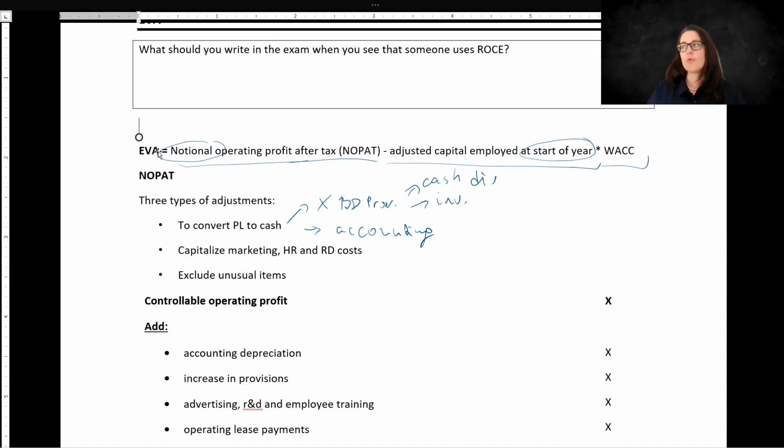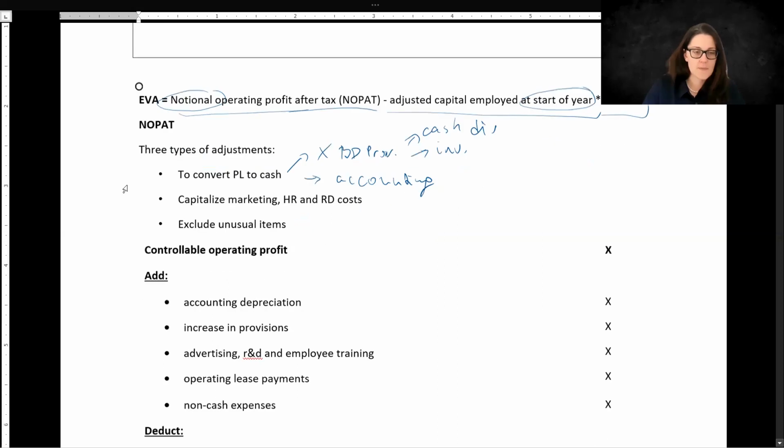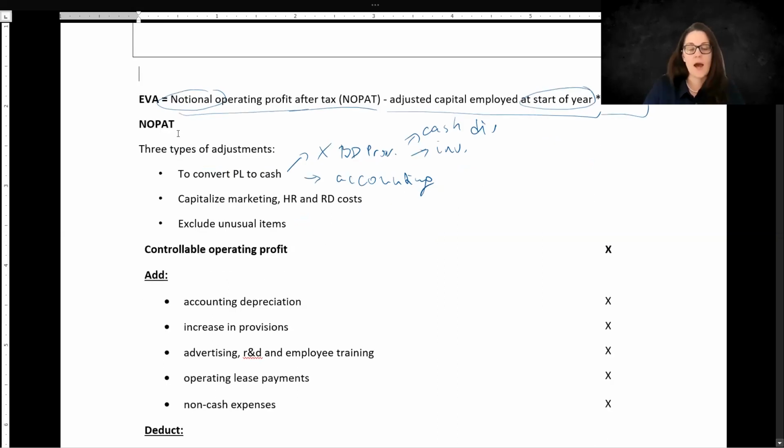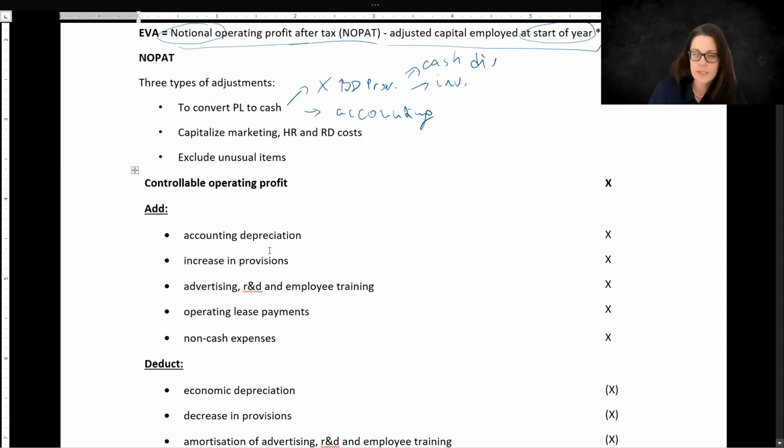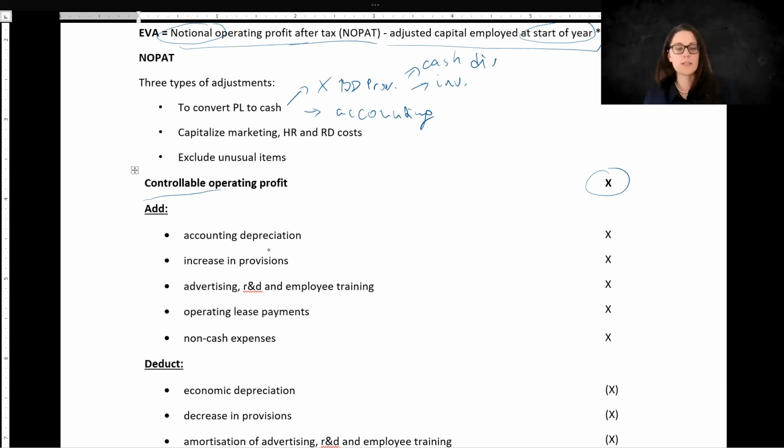Because we want to show the users of this management report the sustainability of this EVA. So the sustainable value, meaning that this trick can be repeated in future. To calculate notional operating profit after tax, we will take operating profit, and it's going to be controllable, because sometimes we want to calculate EVA for a department, so it's not going to be group-wide operating profit, only the one that relates to this very department that they can control.